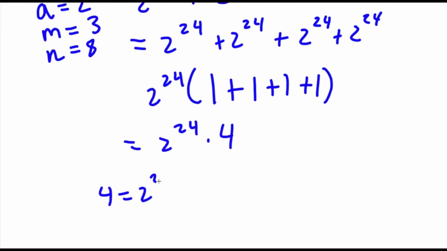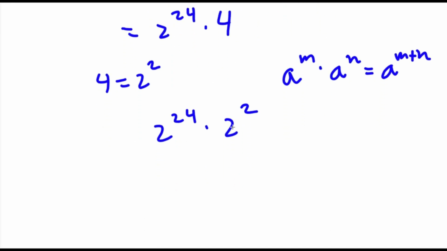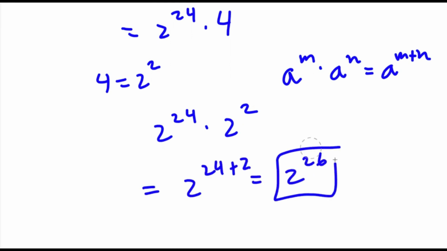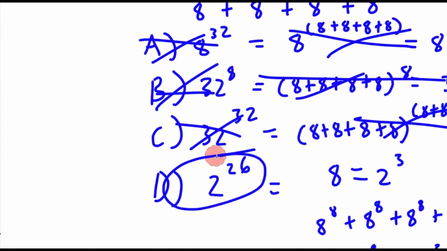4 is the same thing as 2 squared, so now I have 2 to the power of 24 times 2 squared. And now if I have something in the form a to the power of m times a to the power of n, this is the same thing as a to the power of m plus n. So 2 to the power of 24 times 2 squared would be 2 to the power of 24 plus 2, which is equal to 2 to the power of 26. So this is why our right answer is D.